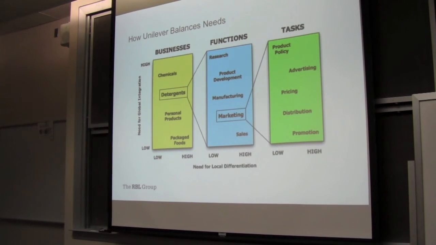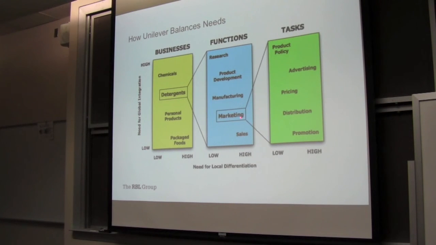So if you try to treat any one of those businesses as a global business or a local business, you might be missing something in the equation. So he says, first of all, look at your businesses. Where do they shake out on this continuum? Then within each of those, let's take detergents, there are certain functions. And some of those functions lend themselves to a more global versus a more local focus. So you can see obviously research and product development, more global; manufacturing, more regional; marketing and sales, more local as you get into it.